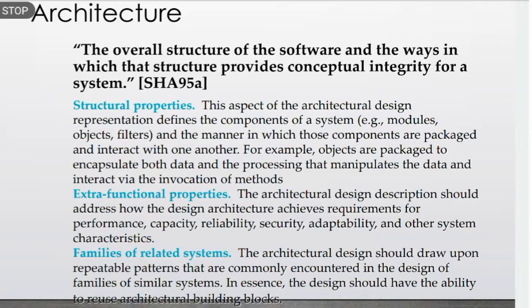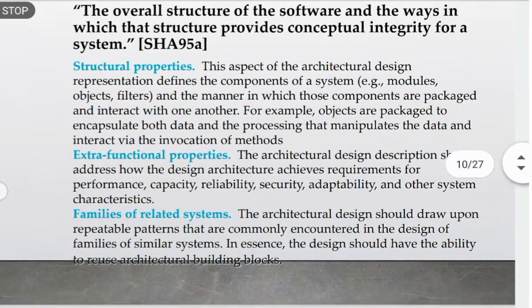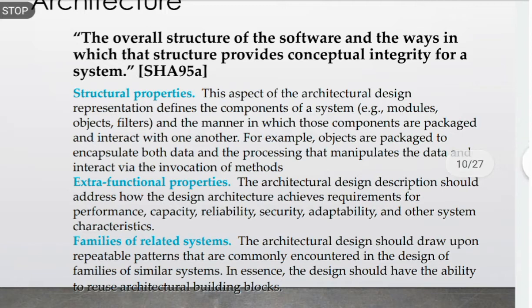So basically there are three types of properties: the first one is structural properties, then extra-functional properties, and families of related systems. First of all, structural properties. This aspect of the architectural design representation defines the components of a system, for example modules, objects, and filters, and the manner in which those components are packaged and interact with one another. For example, objects are packaged to encapsulate both data and the processing that manipulates the data, and interact via the invocation of methods.